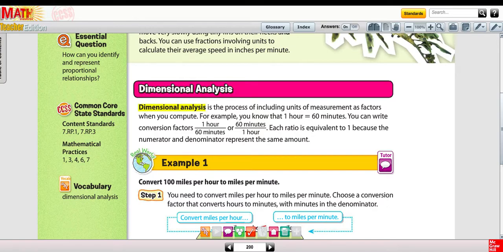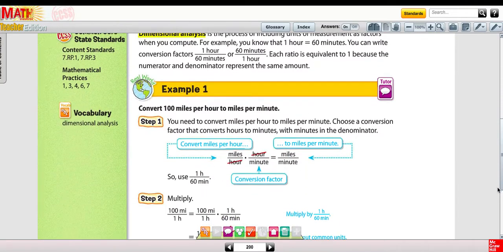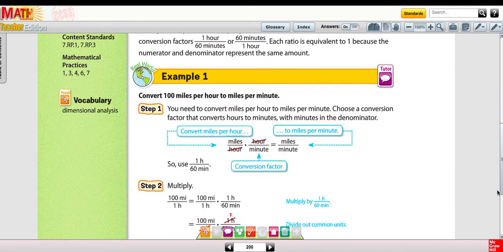So looking at example 1 at the bottom of page 200, we're going to convert miles per hour to miles per minute. So we are going to start with miles per hour, and then we want the hours over minutes so that our hours can cancel, similarly to how we are reducing fractions. We can cross cancel, or we can simplify across from each other before we compute. So we're looking for a conversion factor that equals hours per minute. So all we're going to do is substitute in the right numbers. In this case, 1 hour is 60 minutes.